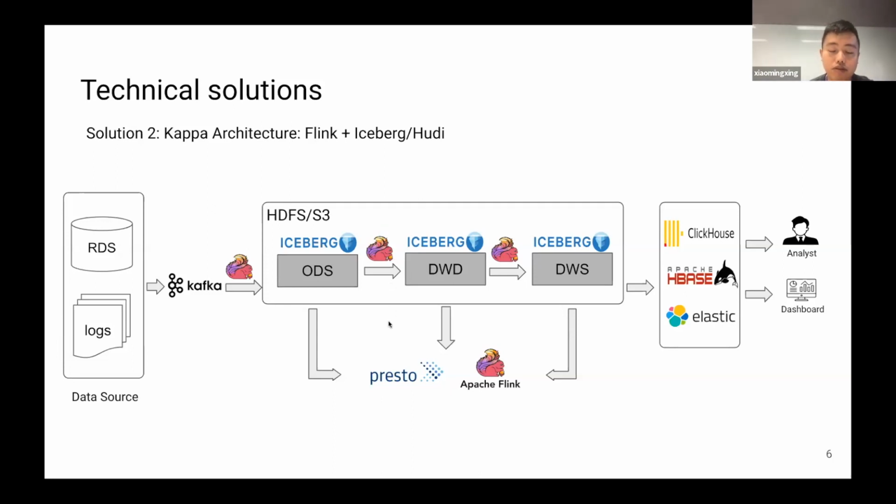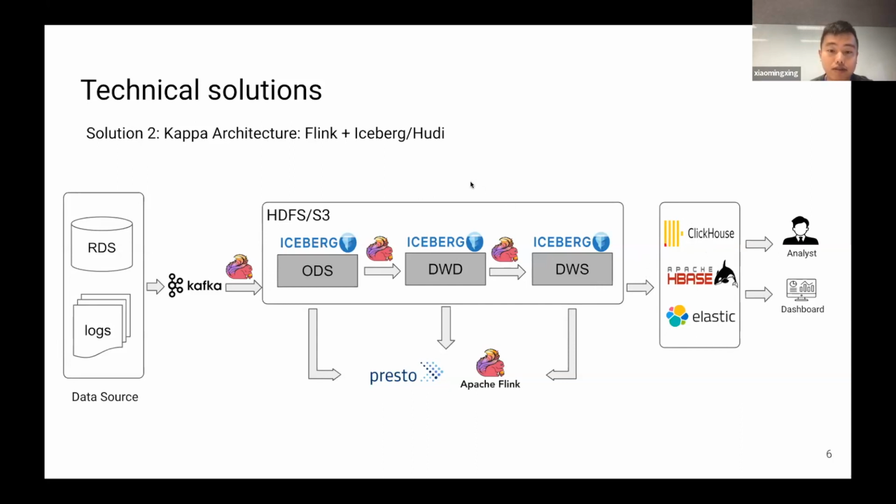The benefit of this is that loading data from layer to layer in the data warehouse can be very frequent, compared to previous batch jobs, which were normally hourly or daily. This one can be minutes level or sub-minute level. Then the data, after going to the DWS layer, can fit into a data serving storage, and the analytics and dashboards can directly query this storage to get the insight.